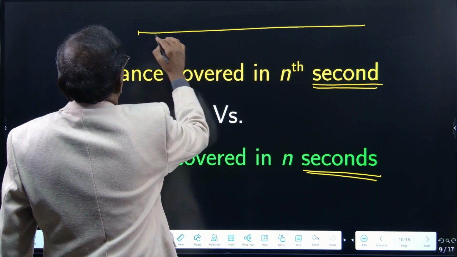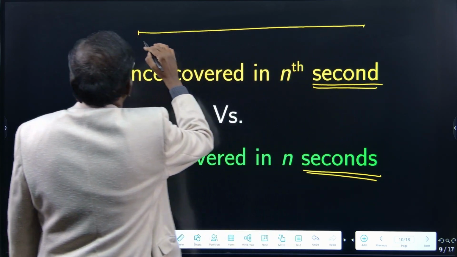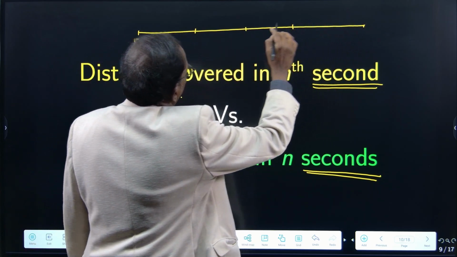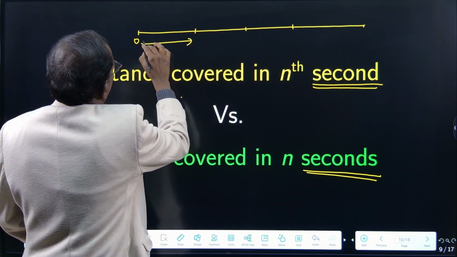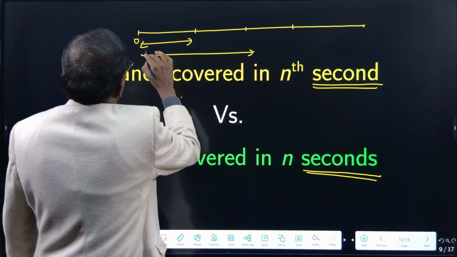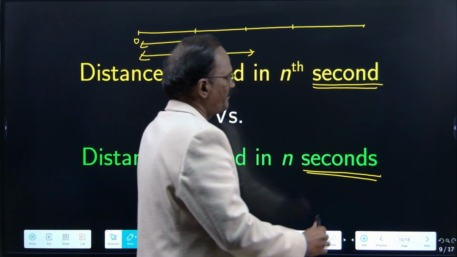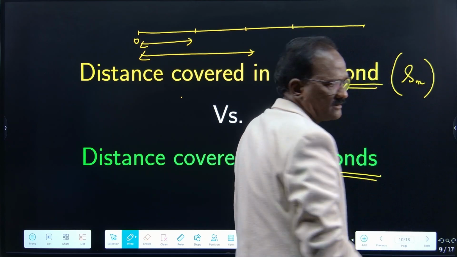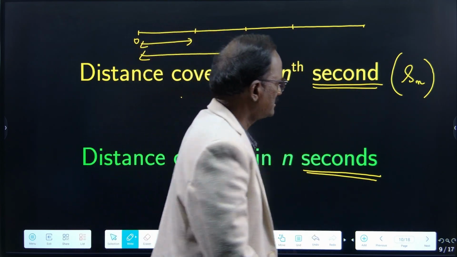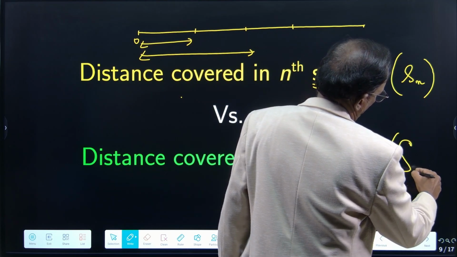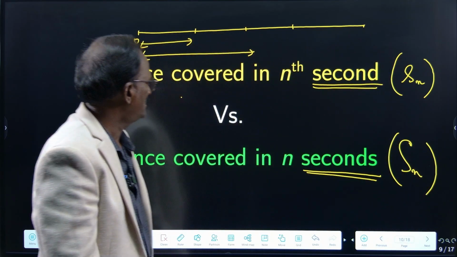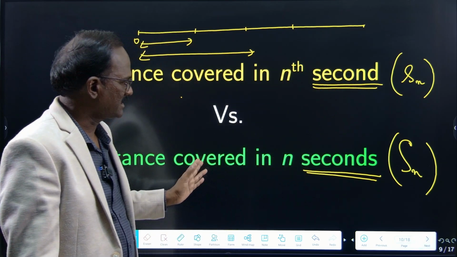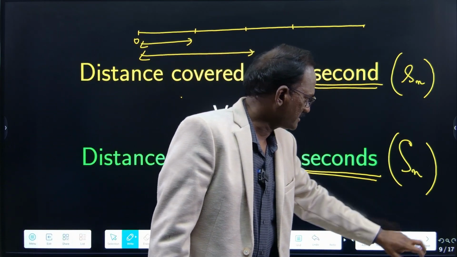A particle is moving along this straight line at t is equal to 0, t is equal to 1 second, 2 second, 3 second, this way. So this is the small distance and this is a big distance, right? So I am going to use two different letters, lowercase s and uppercase S. Distance covered in nth second, lowercase. Distance covered in n seconds, uppercase, right?